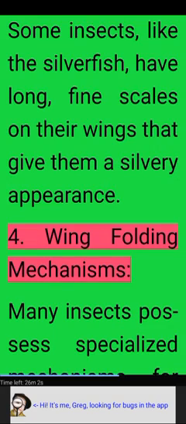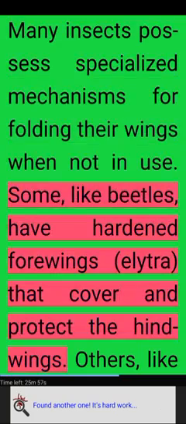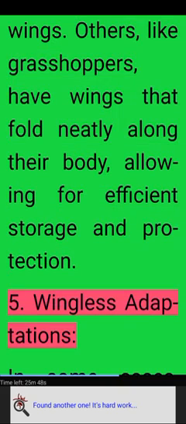4. Wing folding mechanisms. Many insects possess specialized mechanisms for folding their wings when not in use. Some, like beetles, have hardened forewings, elytra, that cover and protect the hind wings. Others, like grasshoppers, have wings that fold neatly along their body, allowing for efficient storage and protection.